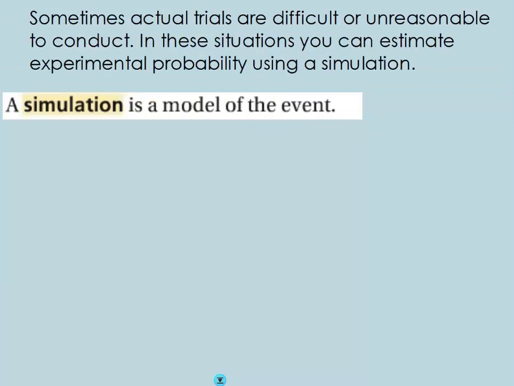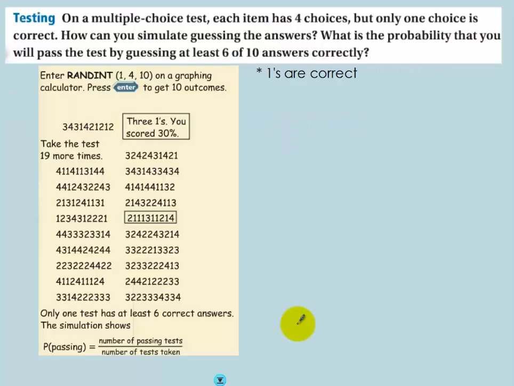Simulation. Sometimes actual trials are difficult because you're talking about millions and millions, or you're not in the right place, or you don't have the right tools. So you conduct something called a simulation. In these situations, you can estimate an experimental probability using a simulation. Simulation is just a model. And one way to do this is usually with computers. I know you can't do that at home watching this video, but just try to follow along with what we're doing here.